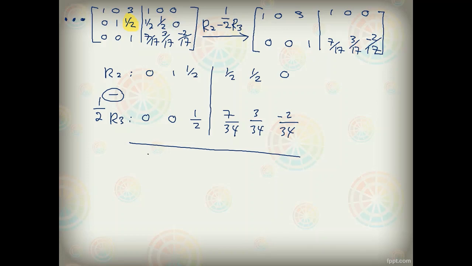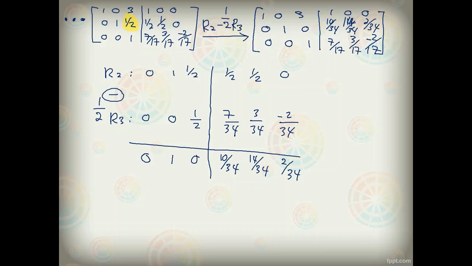Alright, so the result that we have is 0 minus 0 is 0, 1 minus 0 is 1, half minus half is 0, and this will change to half minus this, you will get 17 minus 7, that will give you 10 over 34, and then 17 minus 3, you get 14 over 34. This is 0 minus minus, you get positive 2 over 34. Okay, so we write this back to the matrix: 0, 1, 0, 10 over 34, 14 over 34, 2 over 34.